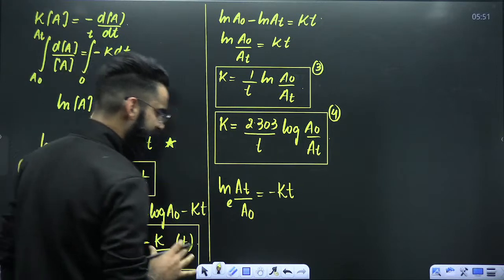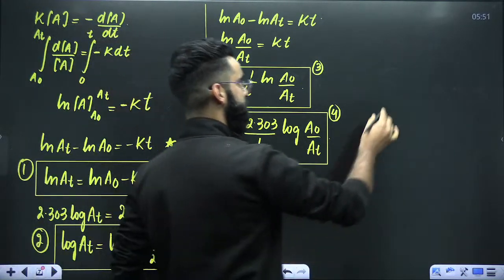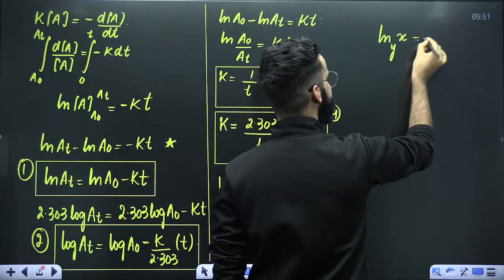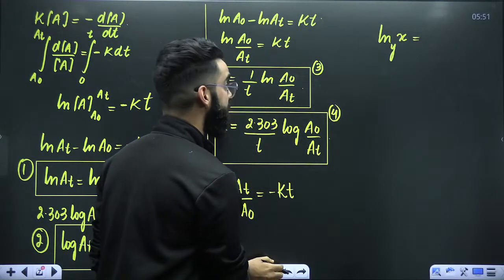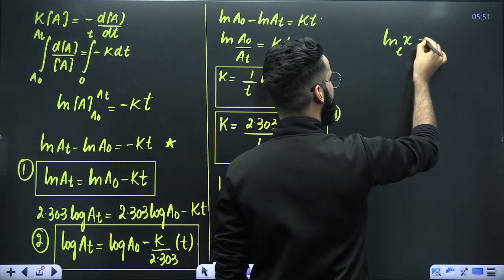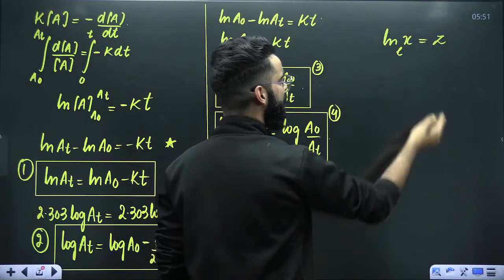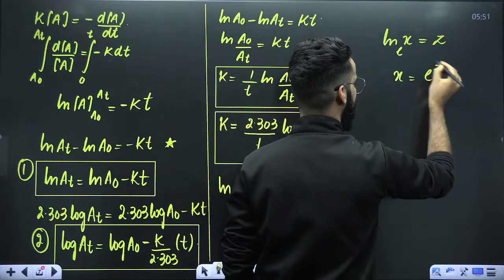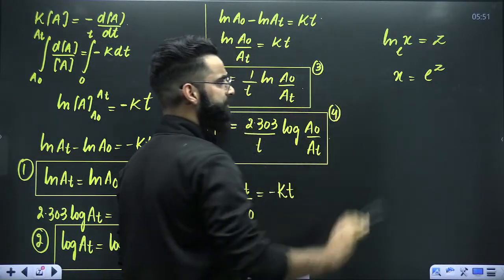So my dear students, how do I write it? How do you convert a logarithmic form into exponential form? For example, you have got something like this: ln of x to the base e is equal to z. How do I convert it into the exponential form? I'll simply write x is equal to e raised to the power z. This is how you convert ln into exponential form.